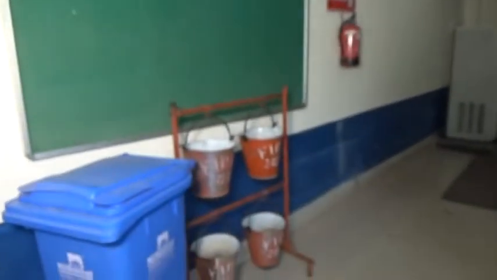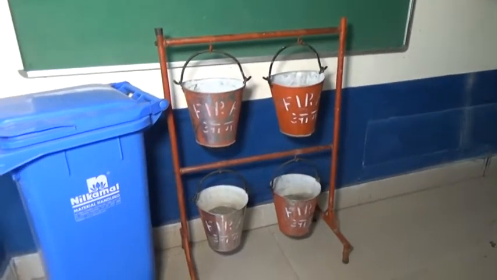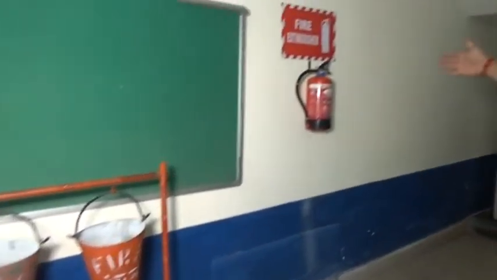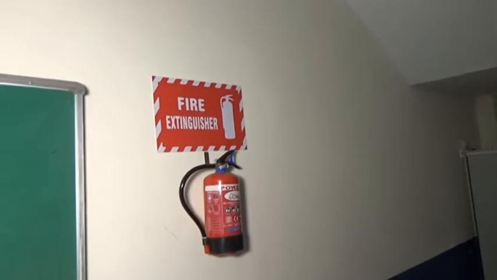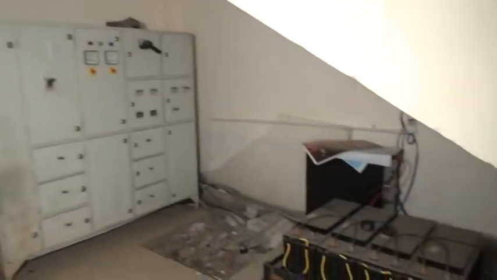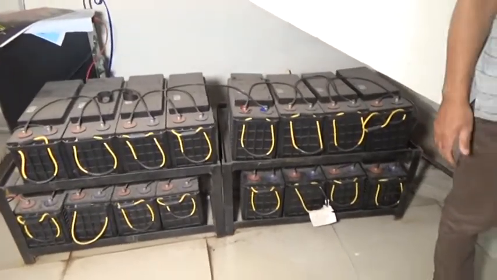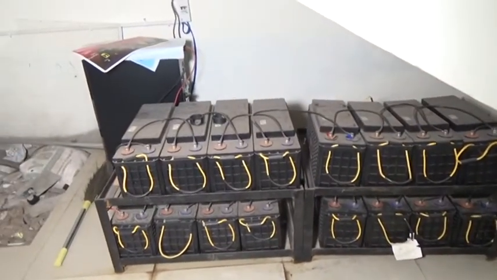Here is the drinking water facility. These are the firefighting buckets. This one is the notice board. Over here we have the fire extinguisher in place. This is the main panel board. As I have told, we have 3 10 kVA systems. 2 are in the first floor and this one 10 kVA system with battery backup is for the ground floor.